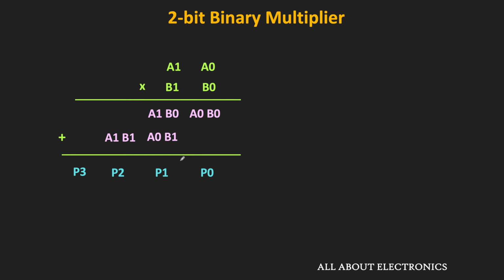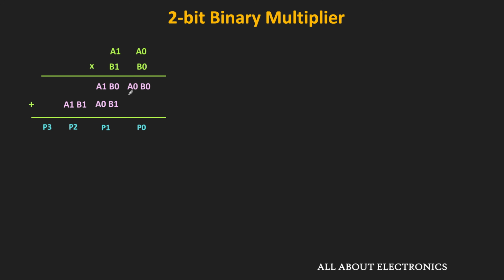Let's say we have 2-bit numbers, A1 A0 and B1 B0, where A1 A0 and B1 B0 represent the individual bits of the two numbers. This is how we can perform the multiplication of the two numbers. After the multiplication, the product will have 4 bits, because earlier we have seen that when we multiply two n-bit numbers, the product can have at most 2n bits. Therefore, over here the product will have at most 4 bits, that is P0, P1, P2 and P3, which represent the individual bits of the product term.